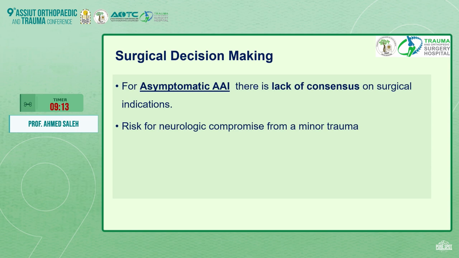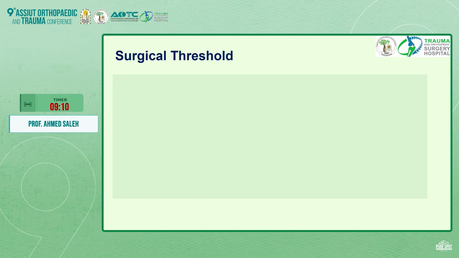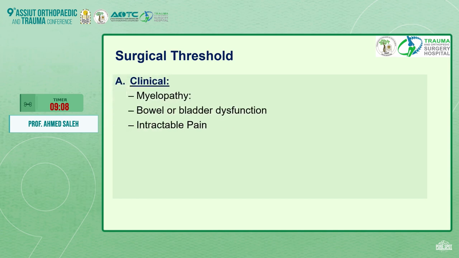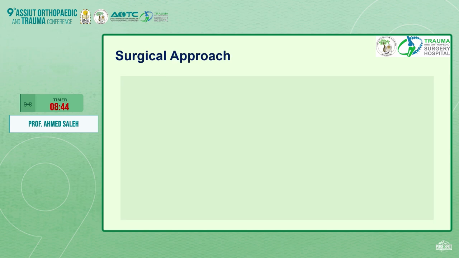So when to proceed for surgery? We should have clinical red flags in the form of myelopathy, sphincteric disturbance, or intractable pain not responding to conservative management. Radiological red flags: atlantodental interval more than 10 millimeters or space available for the cord less than 14 millimeters. For the surgical approach, we should look for the reducibility of C1 over C2 preoperatively.